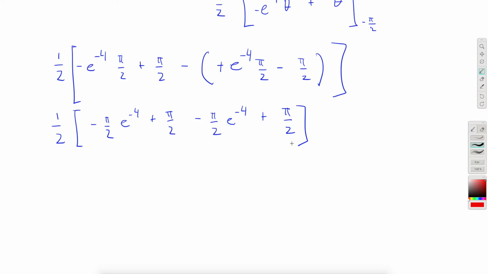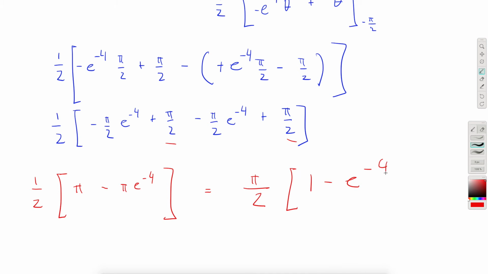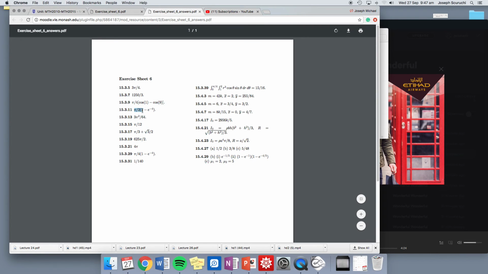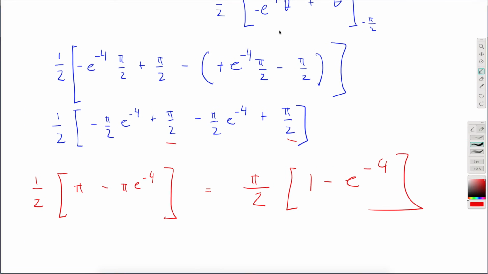Now we have to go, alright, so we got pi on 2, pi on 2. So that's going to give us pi. And we got minus pi on 2 minus pi on 2, which is going to give us minus pi e to the negative 4. We can then take our pi out and be left with 1 minus e to the negative 4. Pi on 2, 1 minus e to the negative 4. Man, that was a painful one.